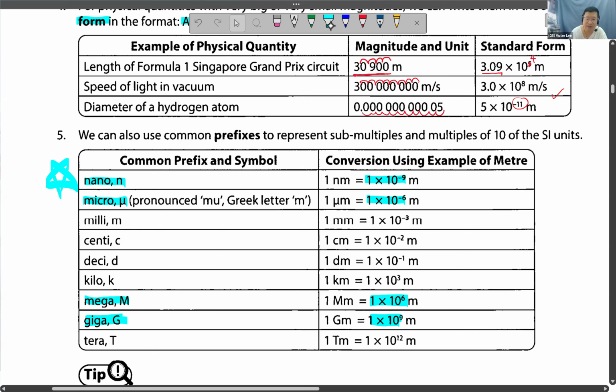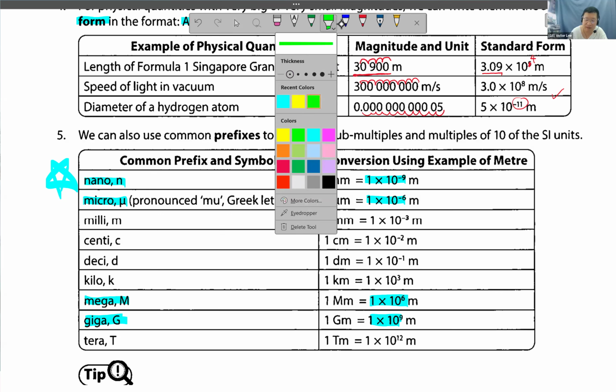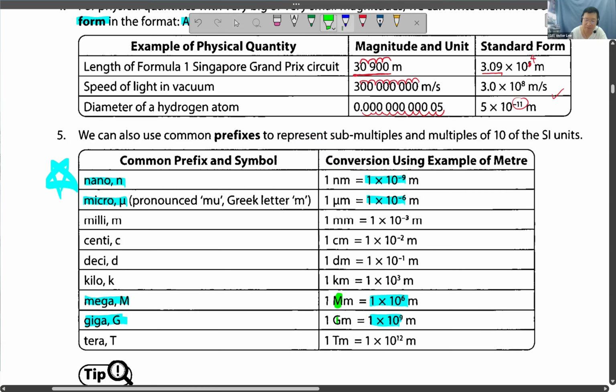And take note of the size. The bigger one has a capital letter. See that? Yeah. Take note of this. Okay, this one is very important. I need you to memorize this.